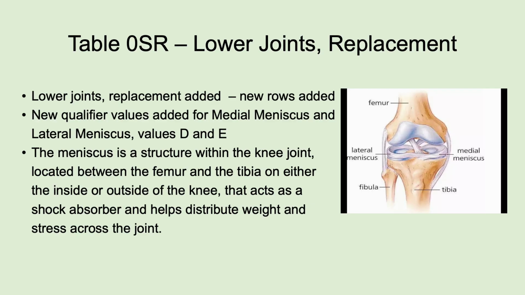The meniscus, of course, is a structure within the knee joint located between the femur and the tibia on either the inside or the outside of the knee. And it acts as a shock absorber. The knee takes a lot of punishment, right? Walking and running and all of that. And the meniscus helps distribute the weight and the stress across the joint.